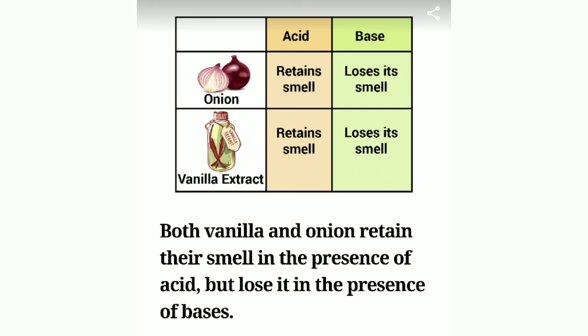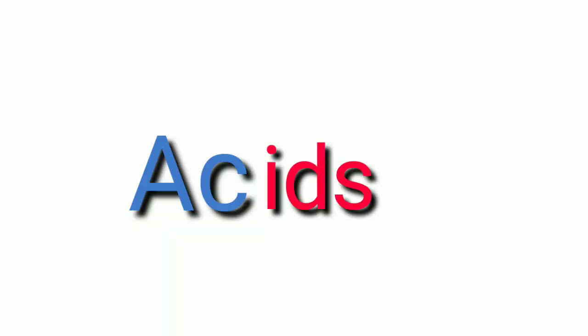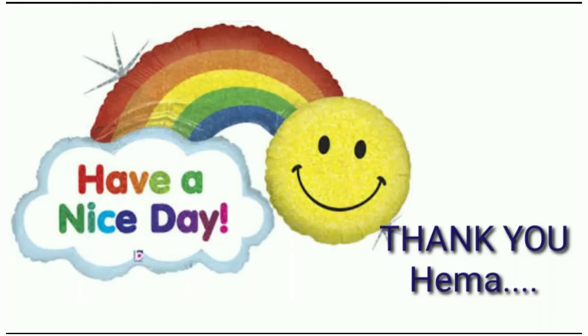So till now we discussed all the different types of indicators, children, and in the next part we will discuss acids more clearly and in detail, children. Okay, I hope you understood, children.